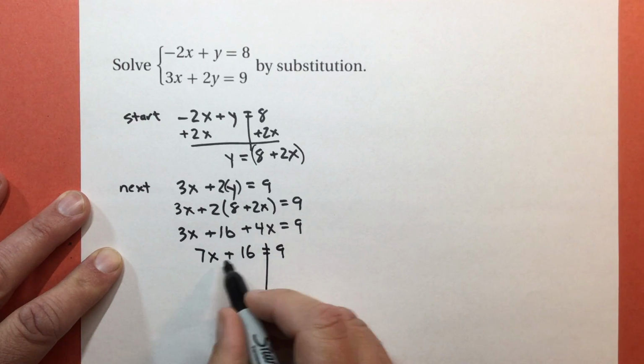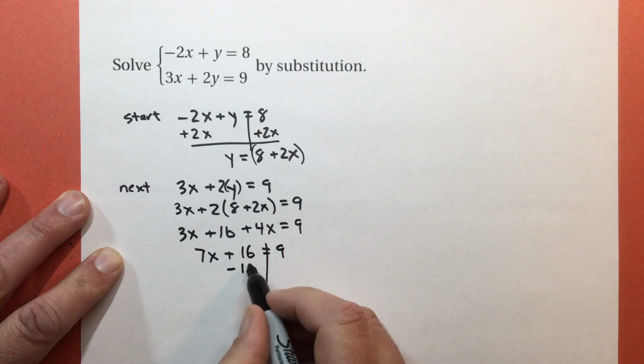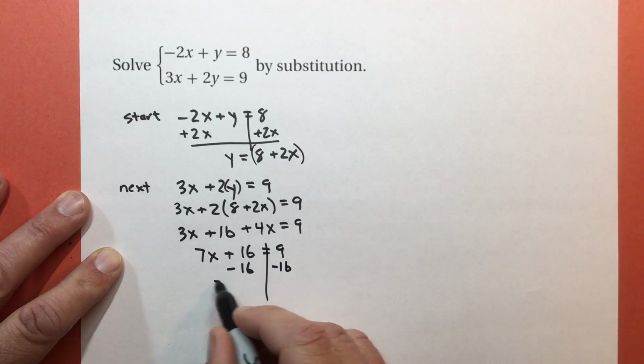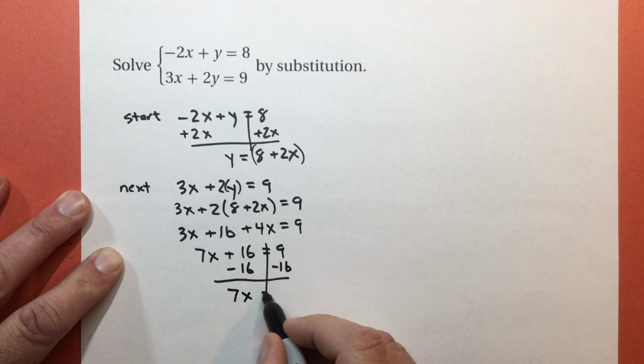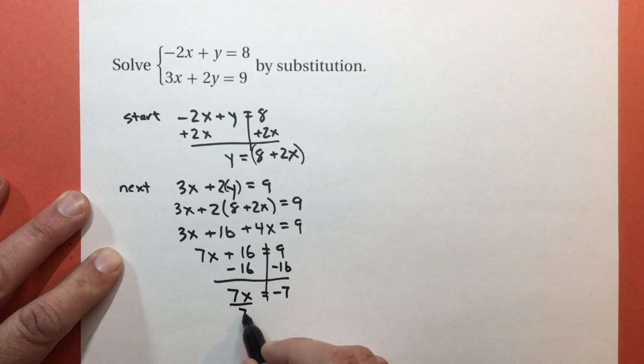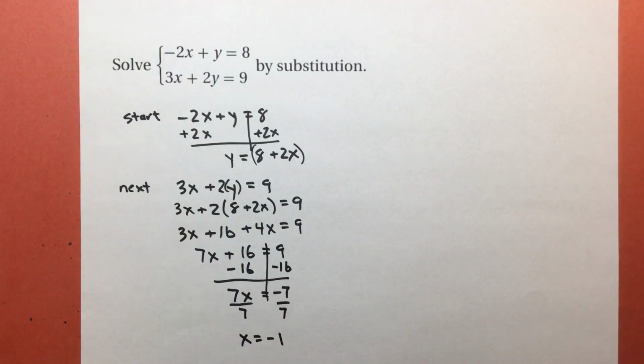And let's just keep solving. The opposite of adding 16 is to add -16. 7x equals -7. Divide by 7 and I get x equals -1. So there's my first value.